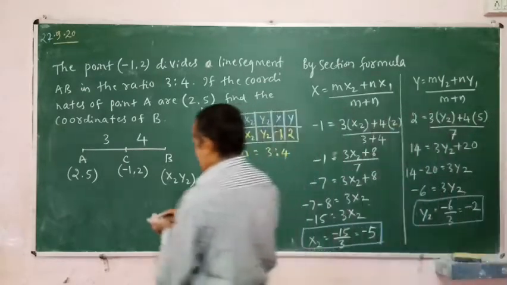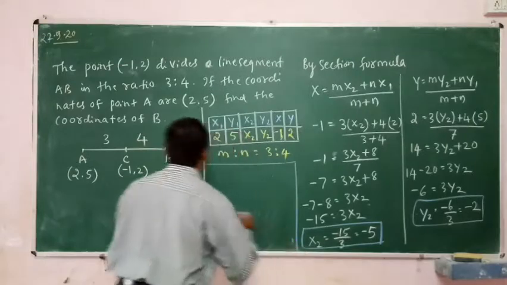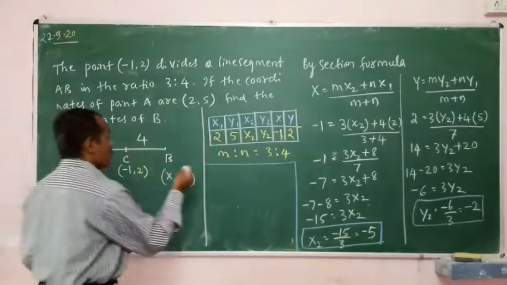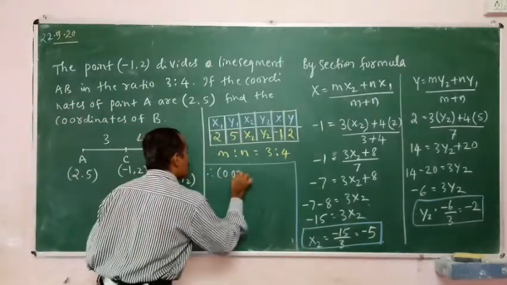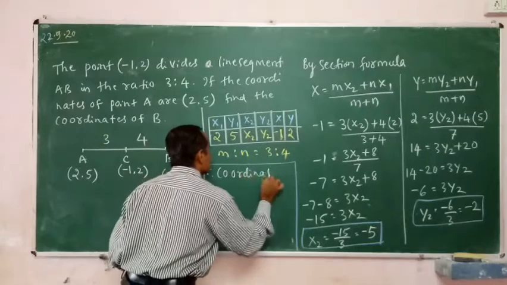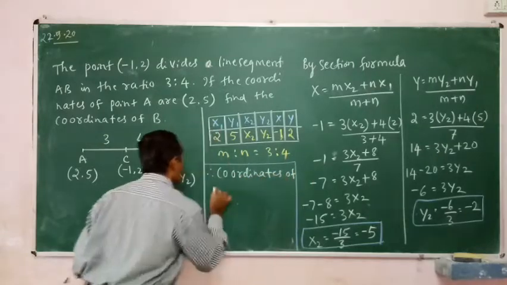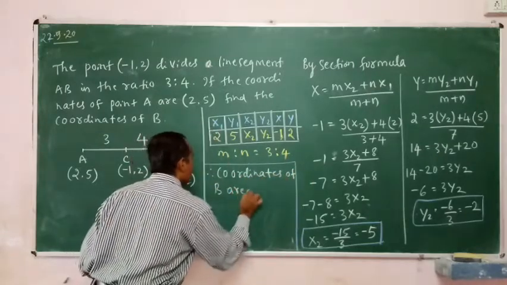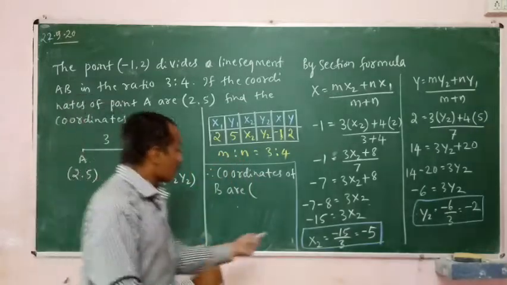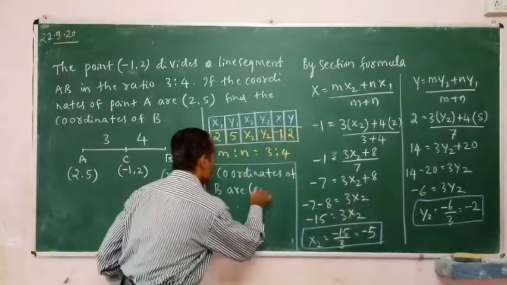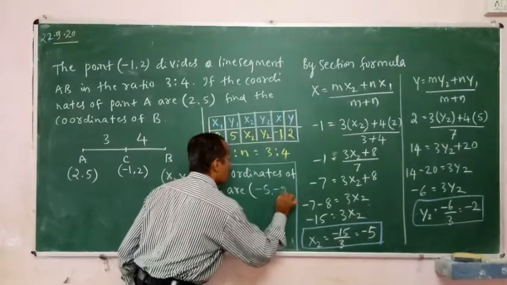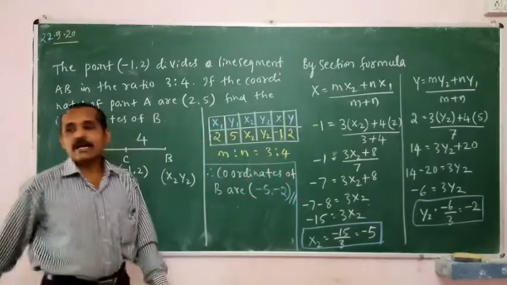I can write at the end what they asked to find, the coordinates of B. Therefore, coordinates of B are -5, -2. That is the end of the problem.